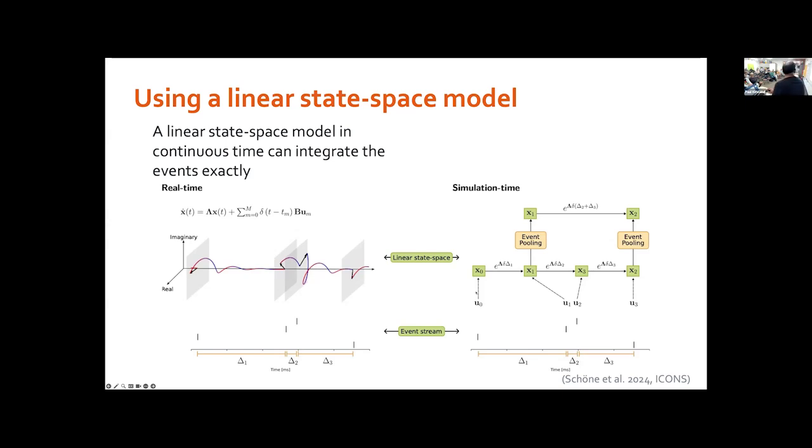Oh, this pointer is not really working, is it? What happened to the pointer? Let me see. Can you see it now? It's still quite small, I think.